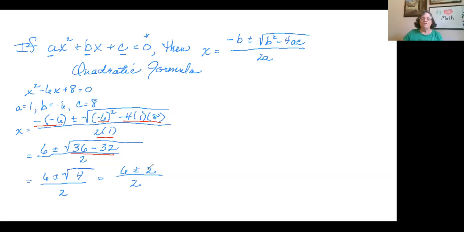This radical reduces down to an integer, which means that these are like terms and we can actually combine these. So keeping in mind that the plus is one problem and the minus is another, we've got 6 plus 2 over 2, and then we've got 6 minus 2 over 2 to take care of. So this is 8 over 2 is 4, and this is 4 over 4.